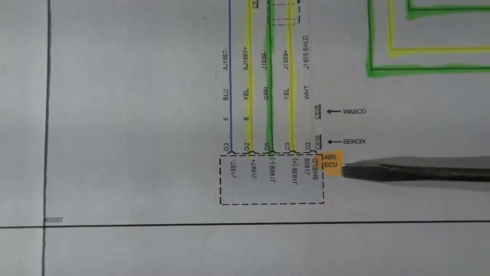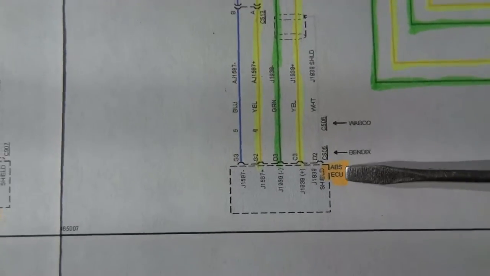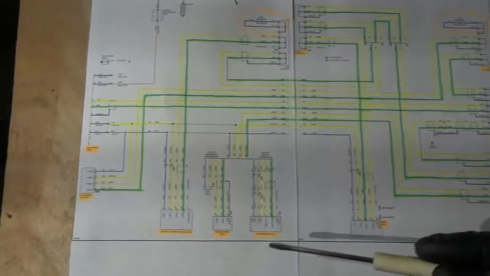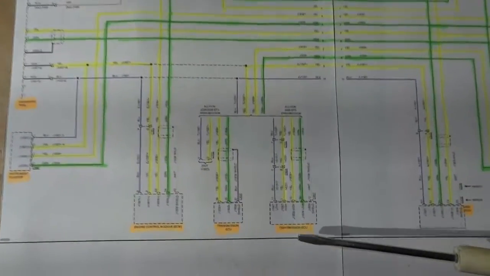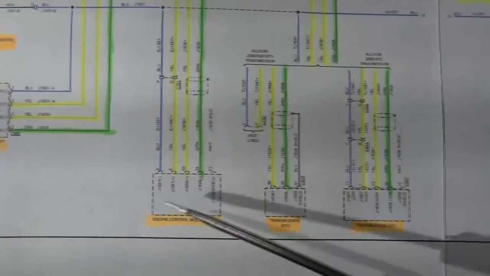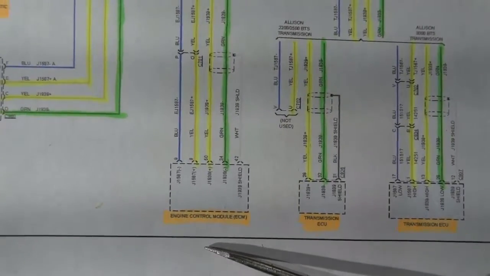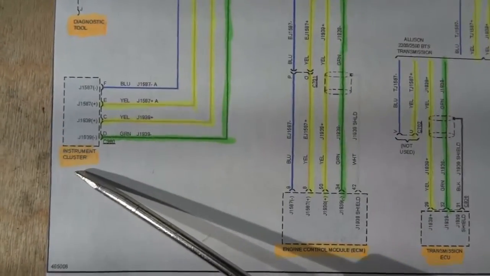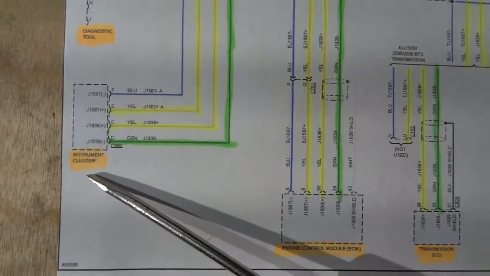Okay, so this here is the first control module, the ABS control module, and then the second one is the transmission control module, and the third control module here is the engine control module, and then the fourth one is the instrument cluster.